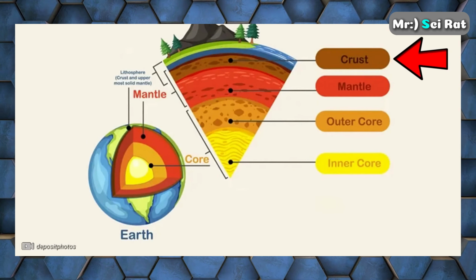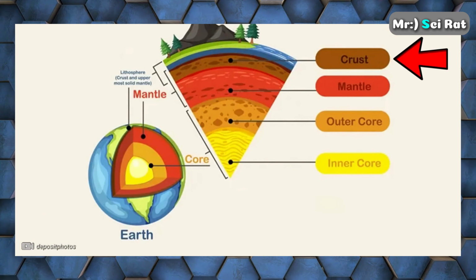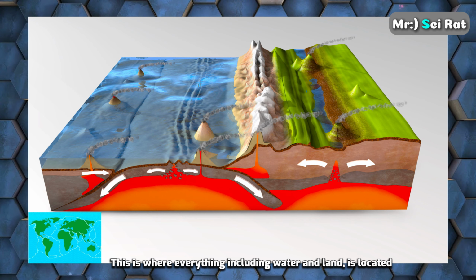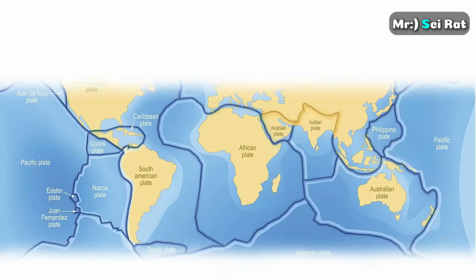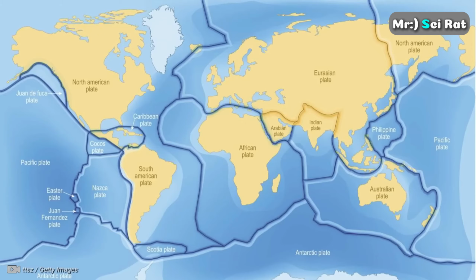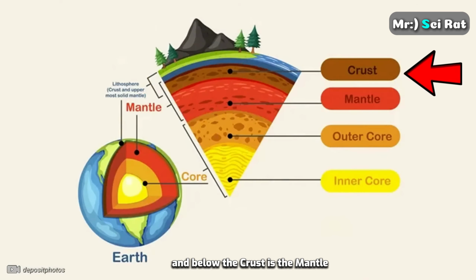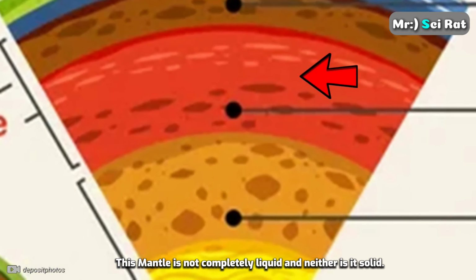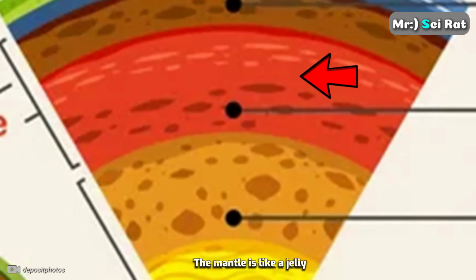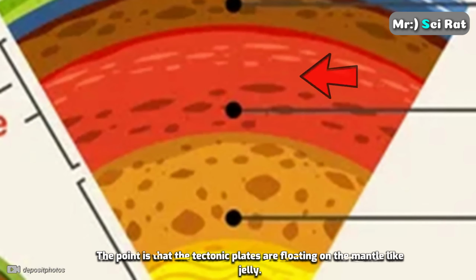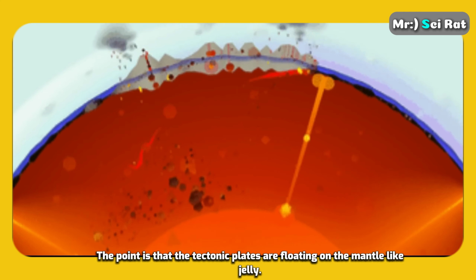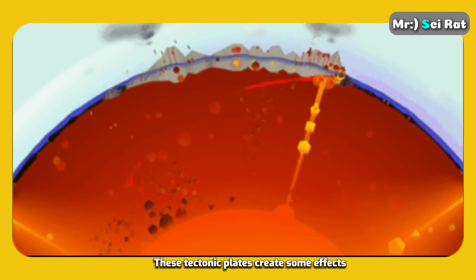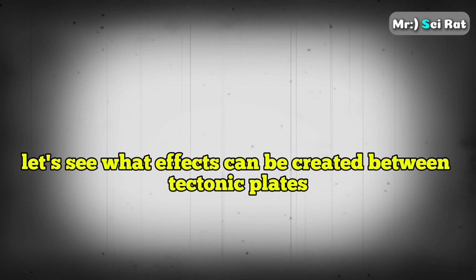This upper layer of the earth is called the crust. This is where everything including water and land is located. The crust is divided into many small and large tectonic plates. And below the crust is the mantle. This mantle is not completely liquid and neither is it solid. The mantle is like a jelly. The point is that the tectonic plates are floating on the mantle like jelly. These tectonic plates create some effects. Now let's see what effects can be created between tectonic plates.